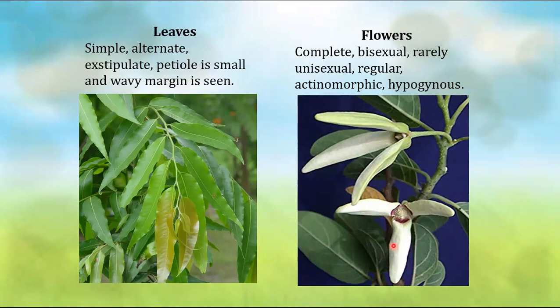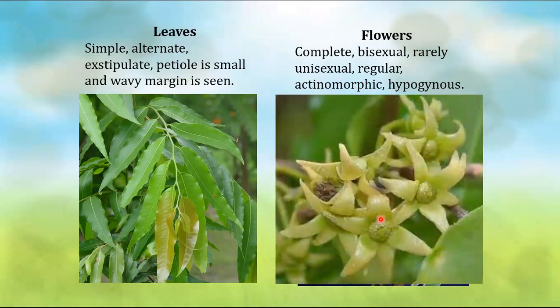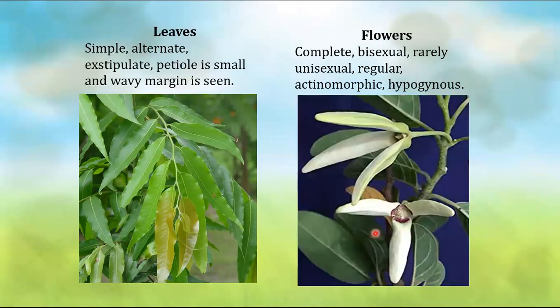Hypogynous type of flower, that is a superior kind of ovary. Look at this flower, that is Polyalthia longifolia, the Ashoka tree. It is an actinomorphic, hypogynous flower and star shaped in structure.